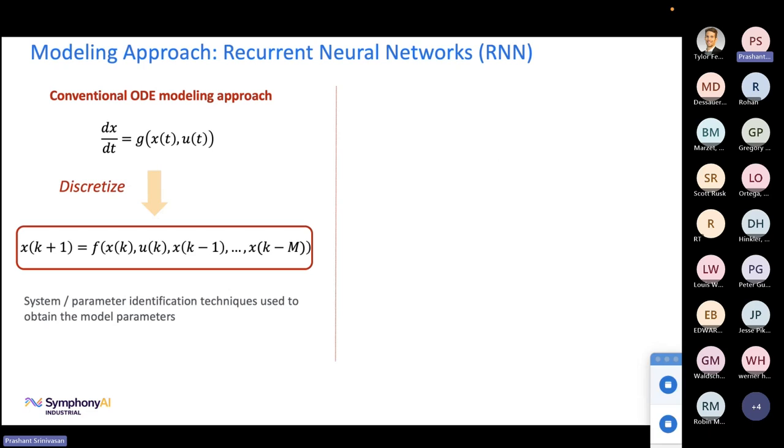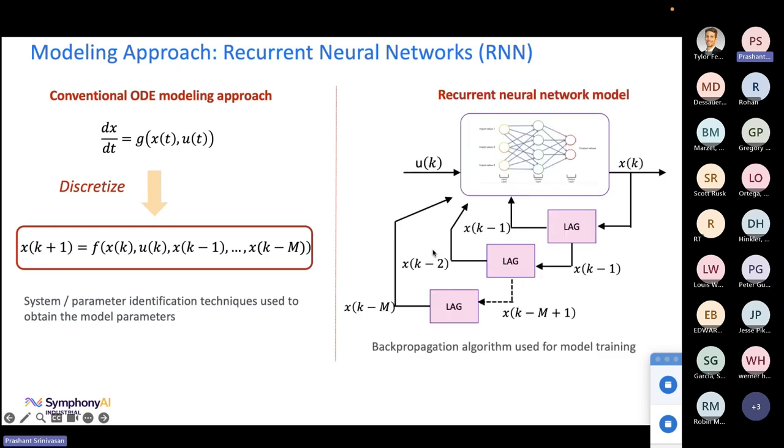Okay, so in terms of the modeling approach, the conventional ODE modeling approach is based on ordinary differential equations, which may be obtained from a partial differential equation, and then those are discretized, and you use system ID or parameter identification to obtain the parameters. But we've used more of the recurrent neural network, LSTM kind of architectures, and these are mainly artificial neural networks along with lags that are introduced mainly to capture the dynamics of the process and the delays in the process.